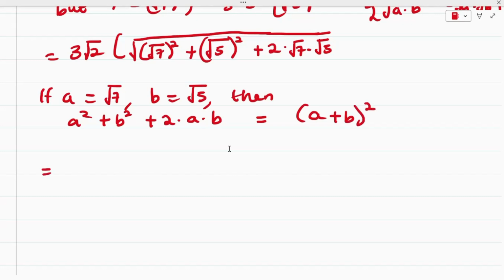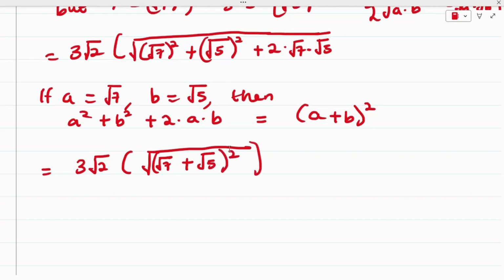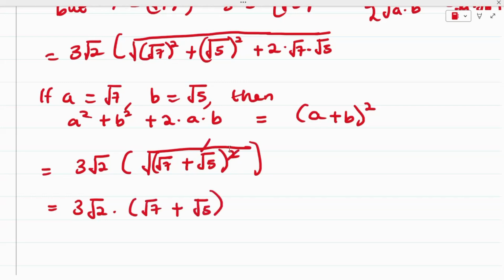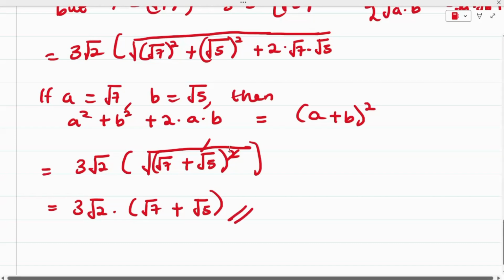Alright, so this equals 3 into the square root of 2 multiplied by the square root of, now we have a to be the root of 7 plus b, which is the root of 5, all square. Okay, so this is equal to 3 root 2 multiplied by this, we cancel out this, so we have the root of 7 plus the root of 5, and this becomes the final answer.